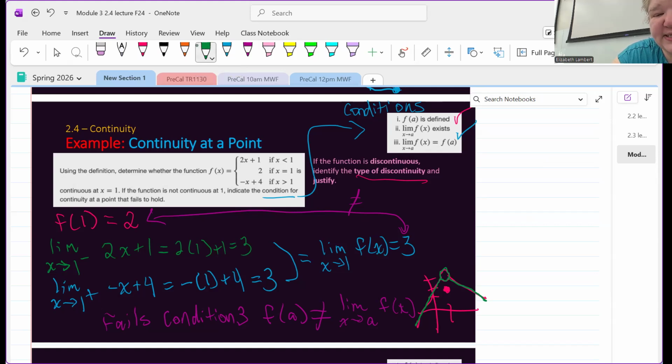So the left and the right side agree, so this isn't a jump. We didn't get an infinity, so it's not an infinite discontinuity. So the only thing left is a removable discontinuity.